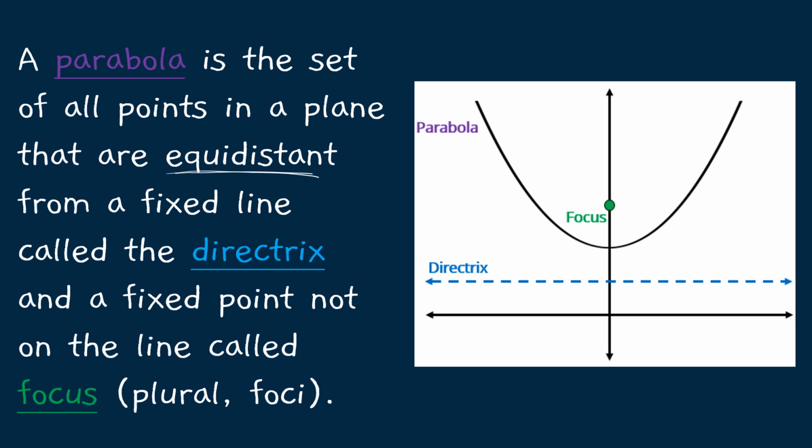So for example, we put a point here in this part of our parabola. It is said that it is equidistant to your focus and also equidistant to your directrix. If this is 5 units, this is also 5 units. So that is how we come up with our parabola. Without the focus and directrix, we cannot form our parabola.